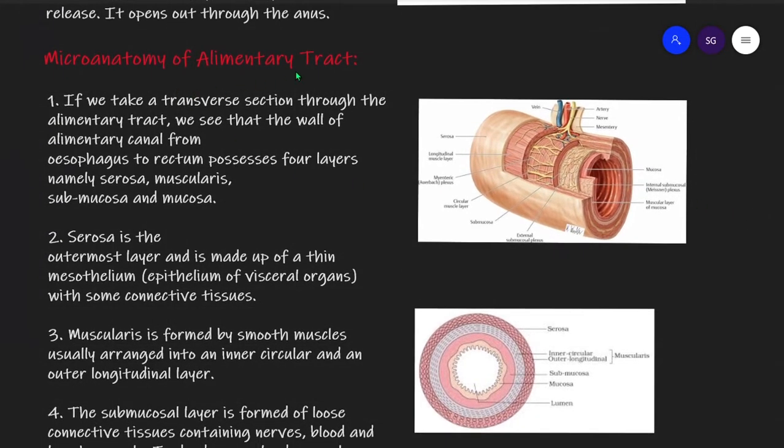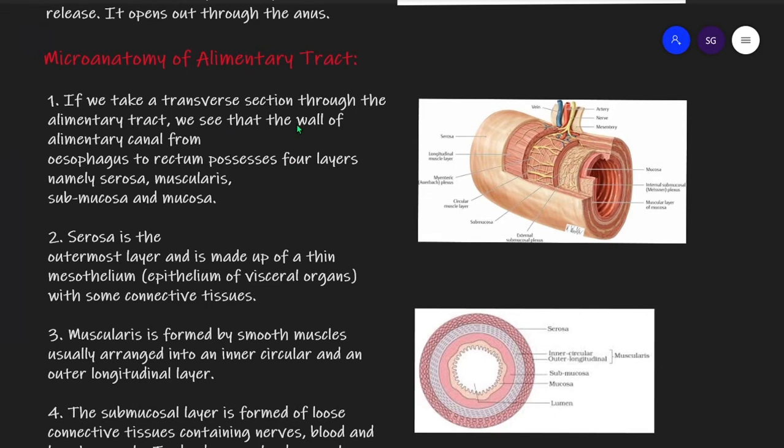Now we will take the microanatomy of the alimentary tract. We have studied parts of the alimentary tract, and now if we study the microanatomy, meaning the histological or cellular part of the alimentary tract, then to study that you have to take a transverse section through the alimentary tract.